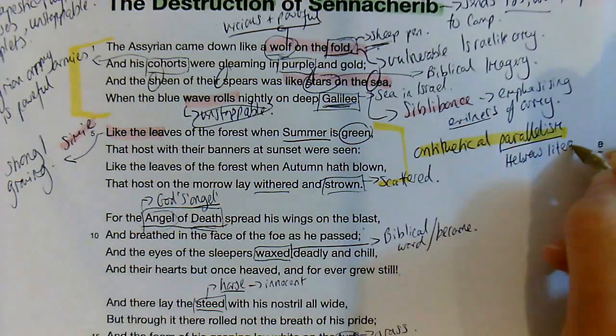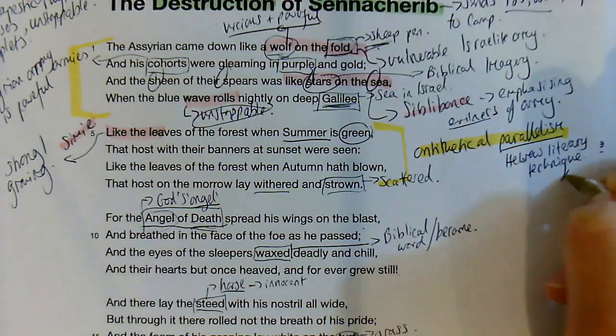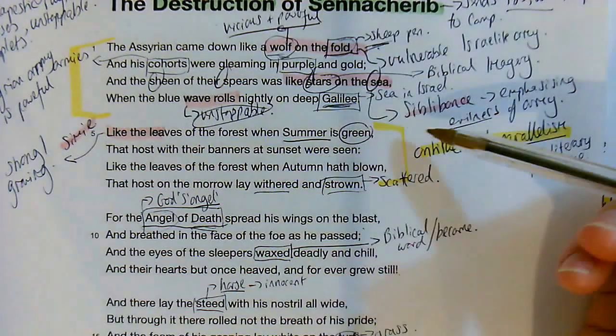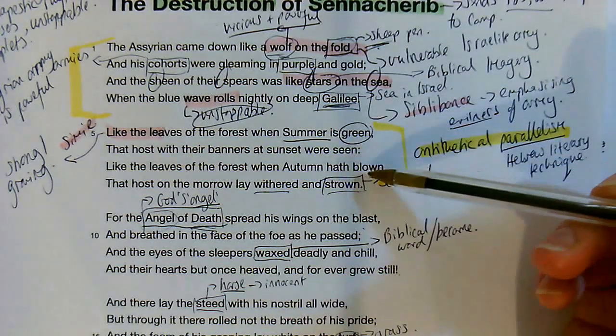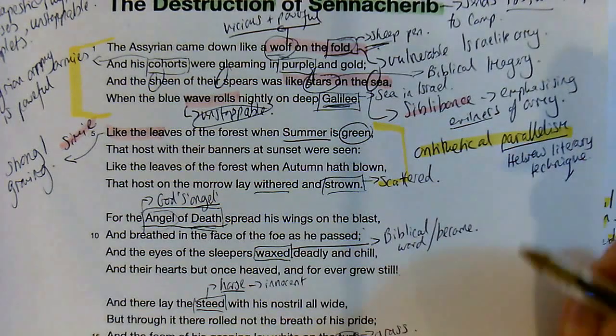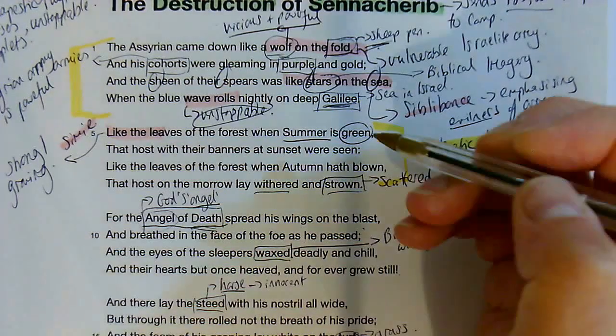literature technique, and it's been used very, very well here. So it just completely turns what's happening on its head, just like the Assyrians are. So we get this false sense of security to begin with, only for it to be destroyed.